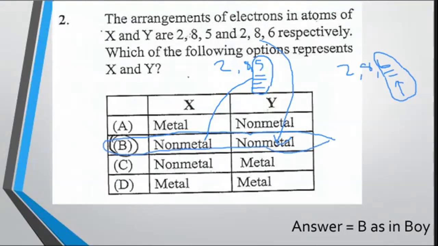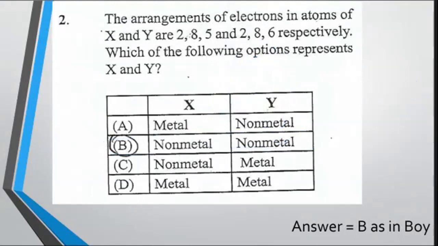So our answer for question 2 is B as in boy, because in the valence shell, they have 5, 6, or 7 electrons in the outermost shell. All right, good.